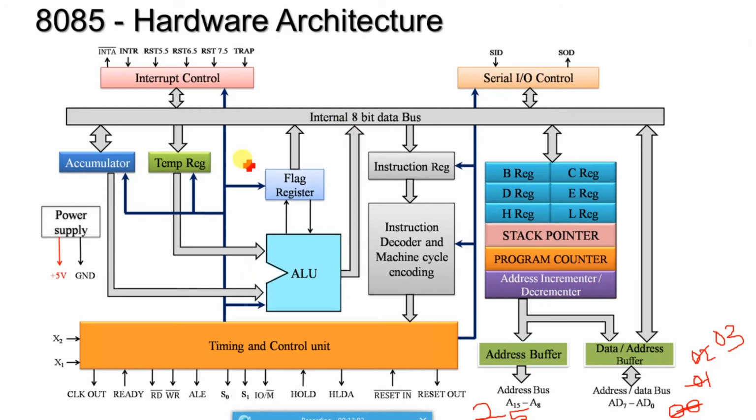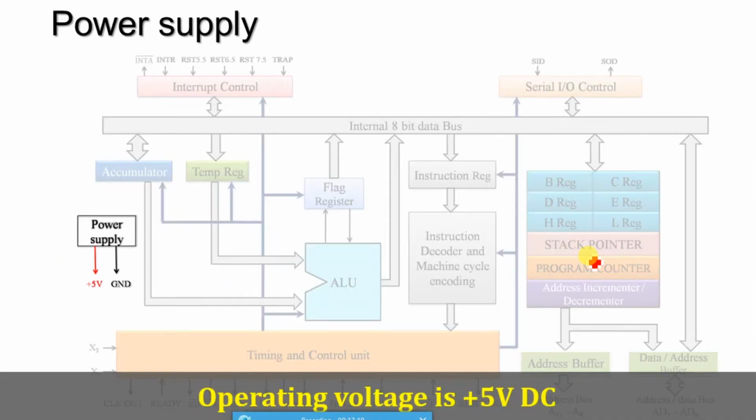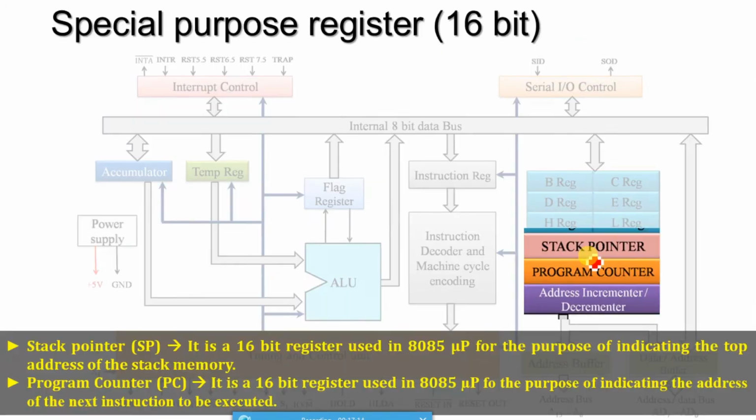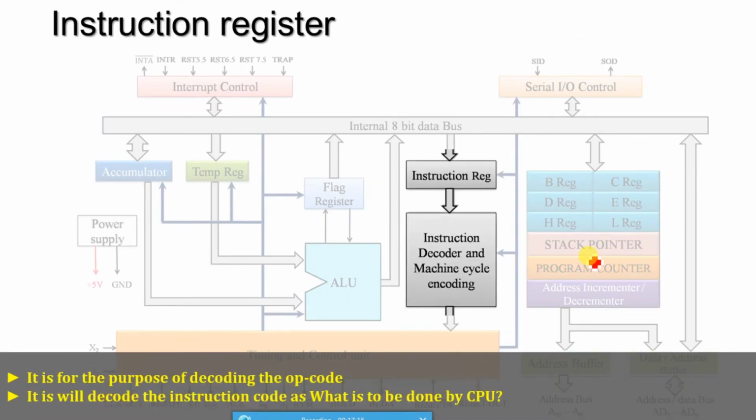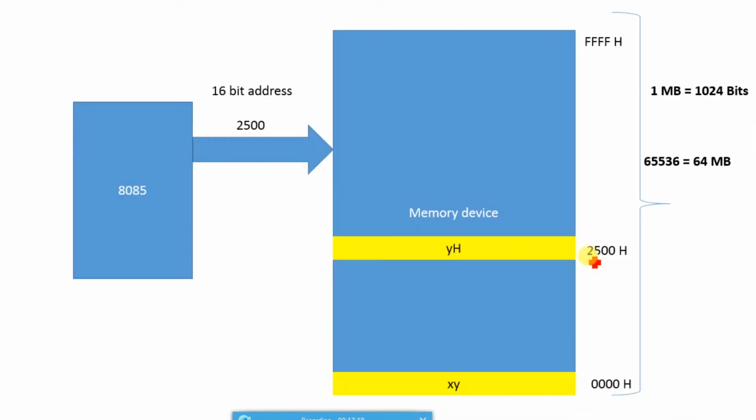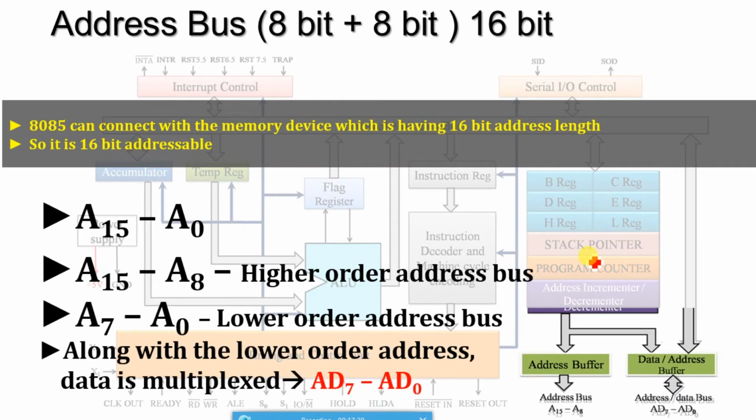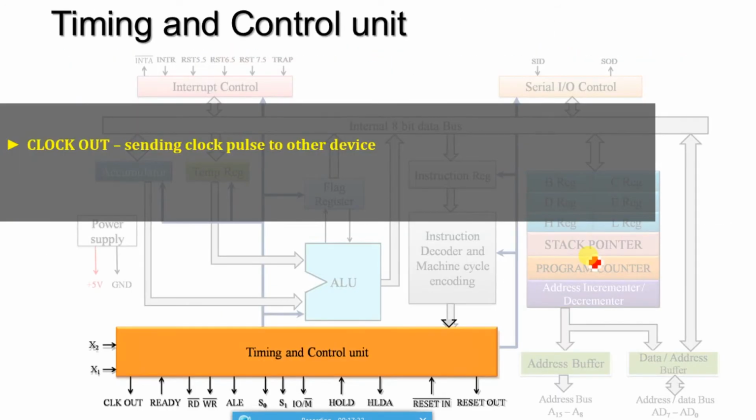This is the only thing we need to understand and realize from the architecture point of view. Then there is a last block called the timing and control unit. The timing and control unit is a very important block because the overall control signals are produced by means of this unit.